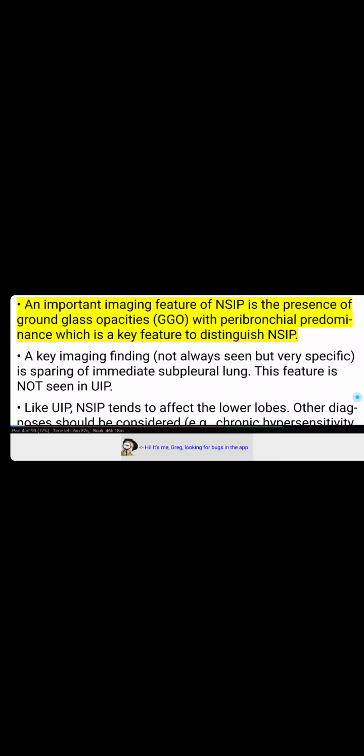An important imaging feature of NSIP is the presence of ground glass opacities, GGO, with parabronchial predominance, which is a key feature to distinguish NSIP. A key imaging finding, not always seen but very specific, is sparing of immediate subpleural lung. This feature is not seen in UIP. Like UIP, NSIP tends to affect the lower lobes. Other diagnoses should be considered, e.g., chronic hypersensitivity pneumonitis or sarcoidosis, if there is primarily upper lobe disease.